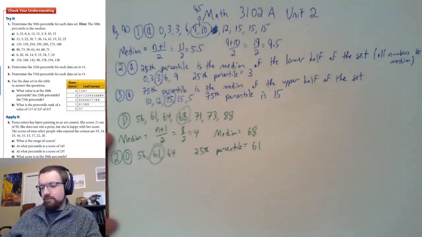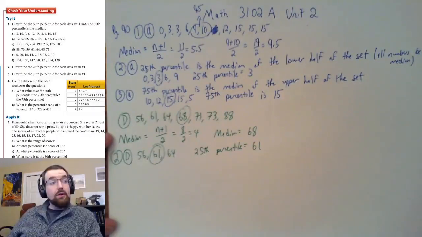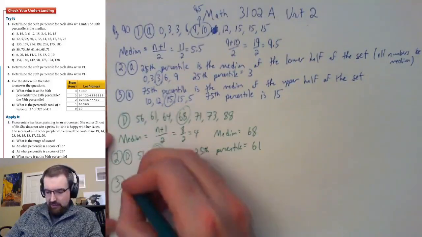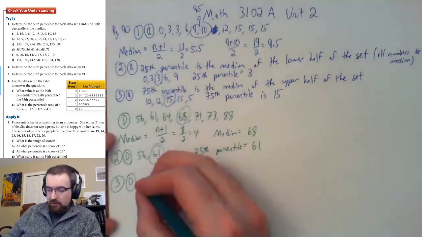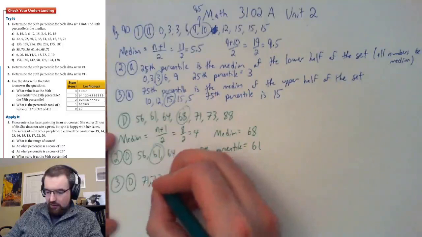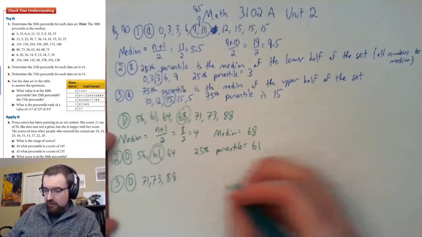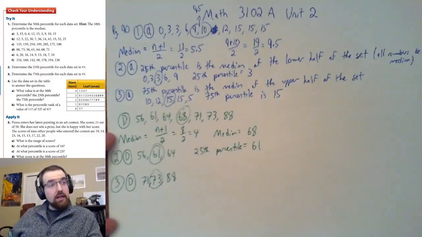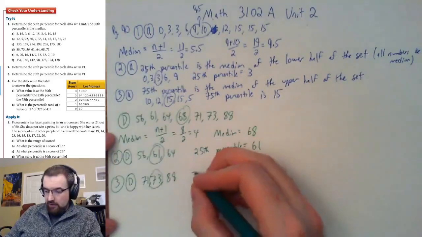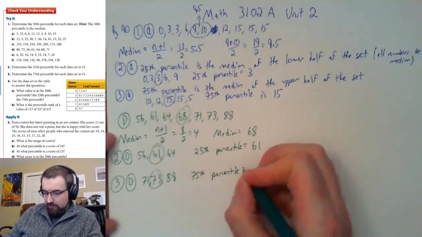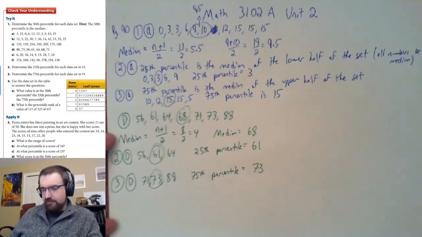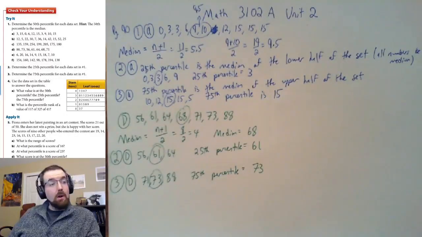All right. So I think we're seeing how to do this now. It's pretty good stuff. So then for 3D, I'll show you down here as well. So now we're going to have just the top half of these numbers. So it's going to be 71, 73, and 88. So the 75th percentile is the median of those, which is 73. So the 75th percentile equals 73. There we go.